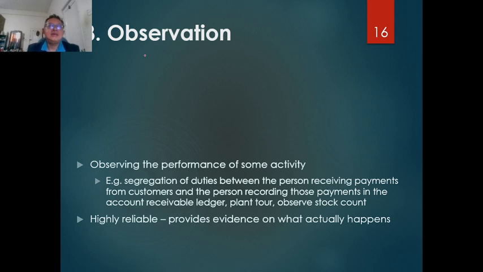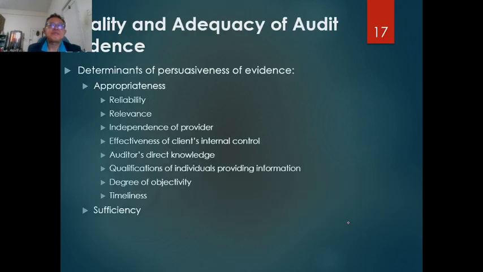Evidence can also be gathered through observation, where you just look at what is being done. For example, observing the performance of some activity. What you do is observe whether segregation of duties happens in the process. Observation is very highly reliable because the auditor actually gets first-hand information of what actually happens. So this is very important.